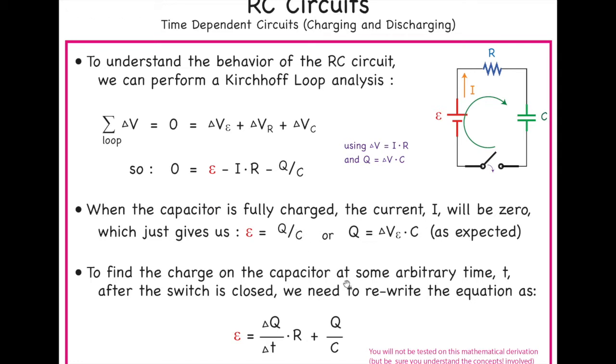Now to find the charge on the capacitor at some arbitrary time, not waiting for an infinite amount of time or nearly infinite amount of time so that we're sure that the capacitor is fully charged, if we want to look at some arbitrary time t after the switch is closed, then we can rewrite the equation above, bringing all this stuff over to the other side, as EMF is equal to delta Q over delta T, which is the definition of I. Remember that I is just the change in charge over the change in time. So we'll rewrite that I as delta Q over delta T times R plus Q over C.